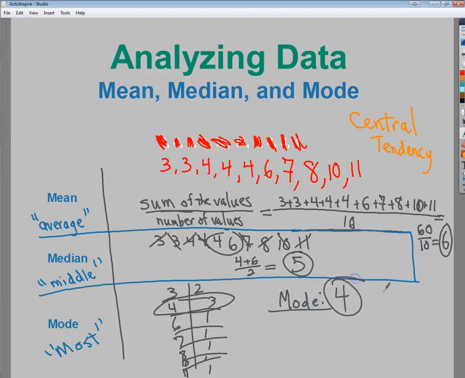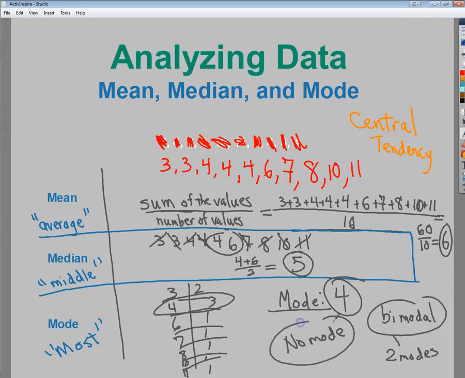is 4. If I had another 3 in there, or 1 less 4, you can have multiple modes, or it could be what's called bimodal. Or you can have no mode at all. If all the numbers are different, you just say no mode. If it has 2 modes, you just name which modes they are. So 4 and 3, that sort of thing. That's the gist of how it all goes.